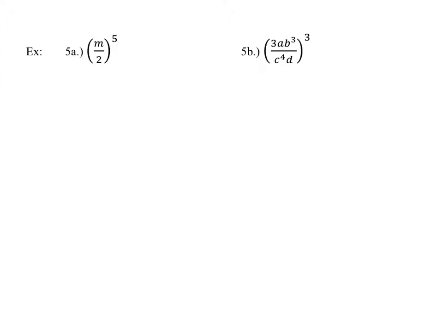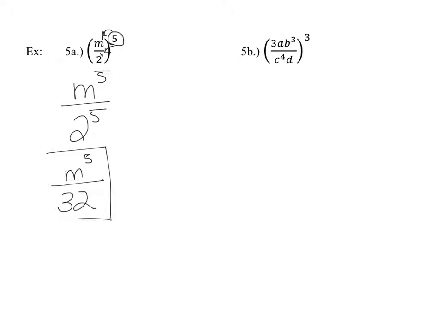All right, so just a quick reminder, when you have variables or numbers without exponents on them, you can imagine that there are these imaginary little ones on them. So what I'm going to do is apply the exponent to the m and the exponent to the 2. So what I end up getting is m to the 5th over 2 to the 5th. But I don't want you to leave it like that. I want you to figure out what 2 to the 5th is. Well, 2 to the 4th is 16, and so 2 to the 5th is then 32. So you get m to the 5th over 32.